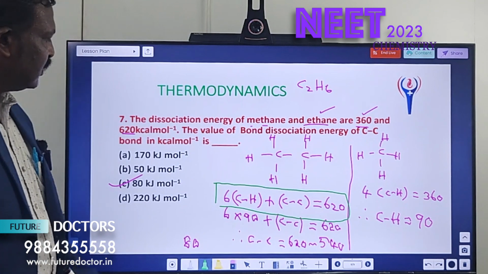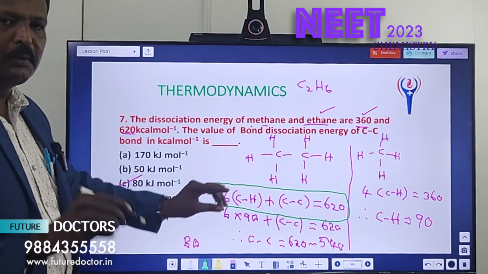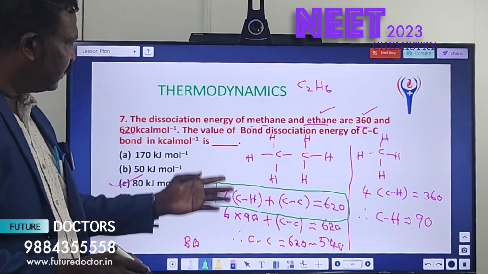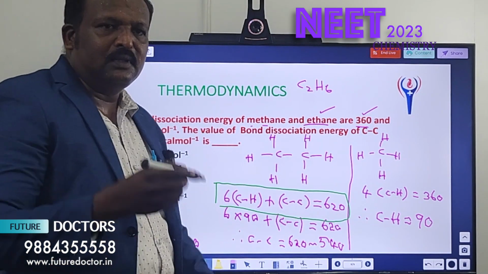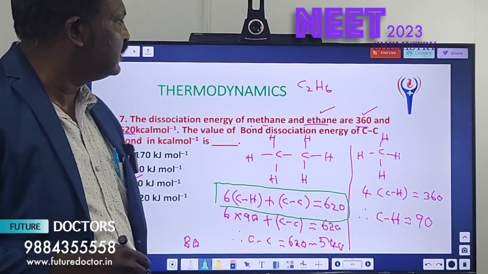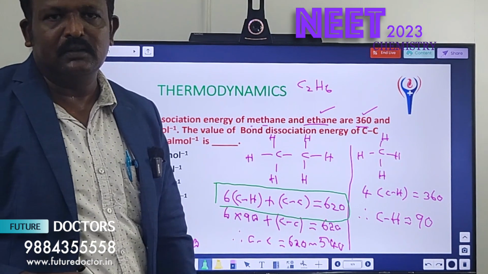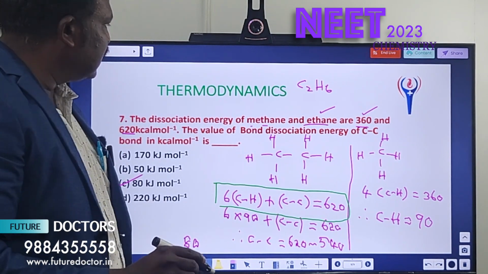So this type of sum is very important. Sometimes I put only ethane, sometimes they will ask to find for propane. Propane means the formula is C3H8. Understood? I hope you understood everything.